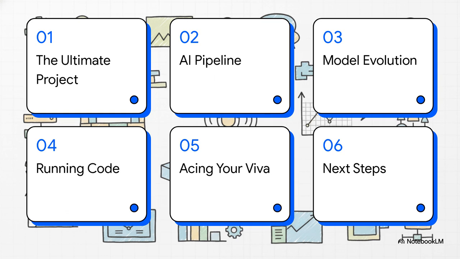Okay, let's dive right into this. Here is our roadmap for today. 1. The ultimate project. 2. How the AI pipeline works. 3. Model evolution. 4. Running and customizing the code. 5. Acing your panel viva. And finally, 6. Next steps.